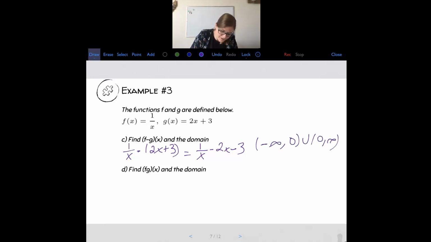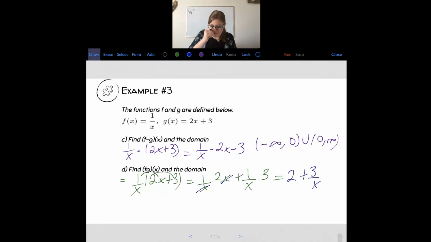Okay. For part D, when you've got them written next to each other, fg, that means f times g. So if we multiply the two of them, it's 1 over x times 2x plus 3. And we can distribute, so that would be 1 over x times 2x plus 1 over x times 3. Here the x's cancel out, so we're left with 2 plus 3 over x.